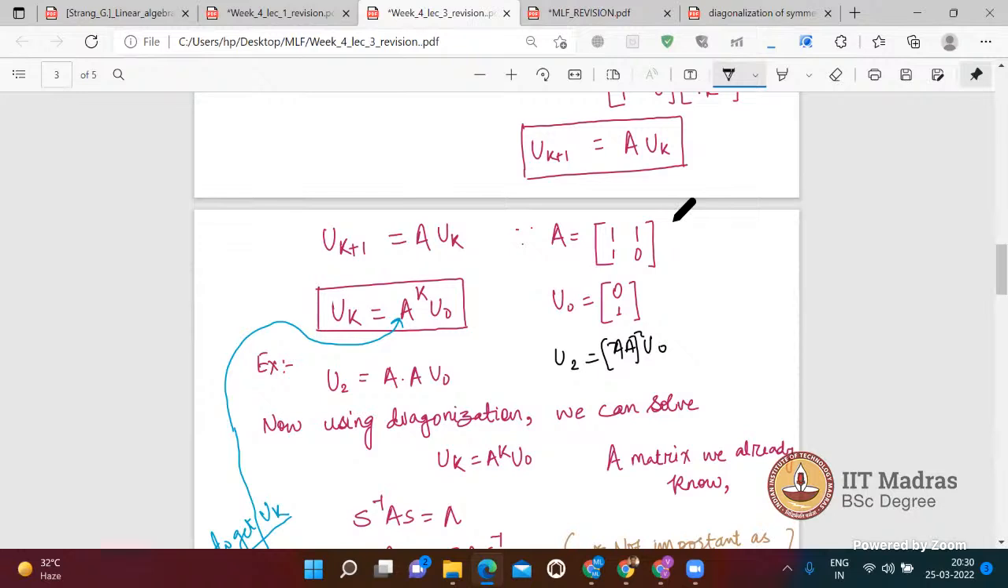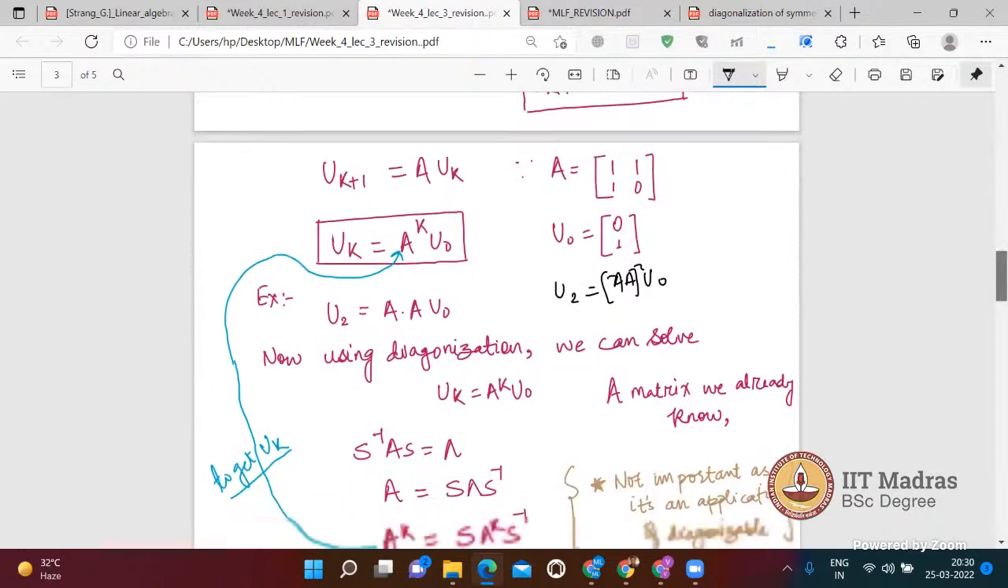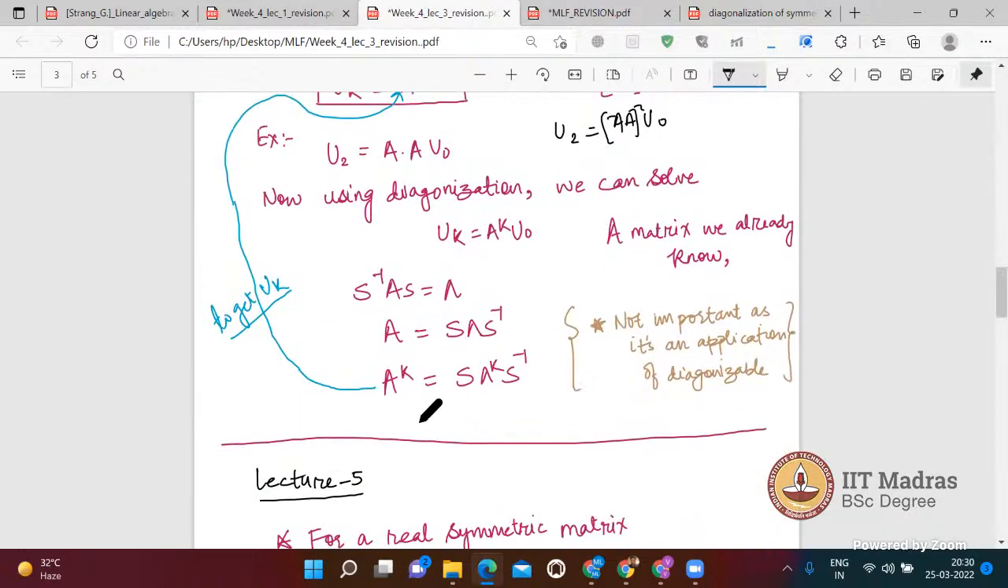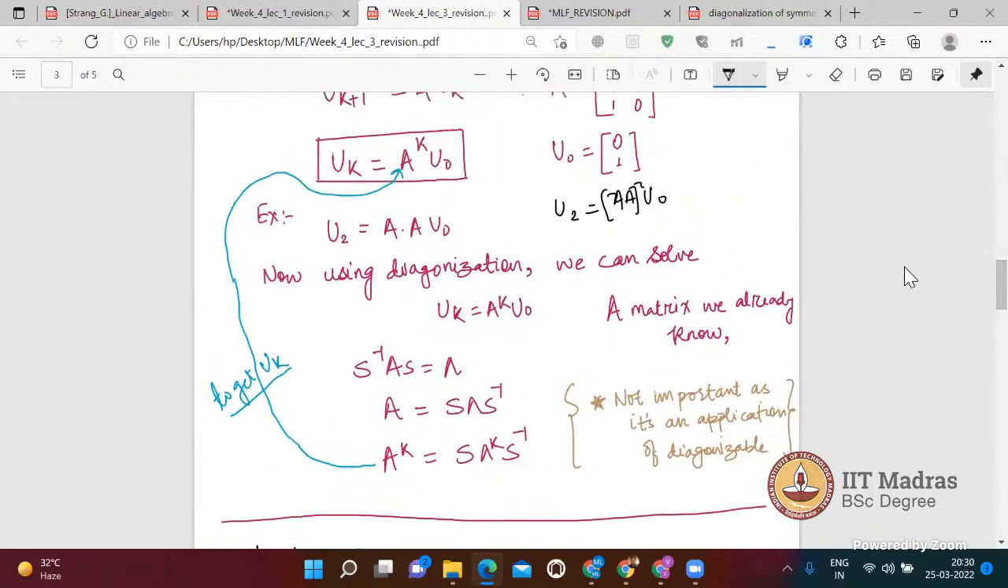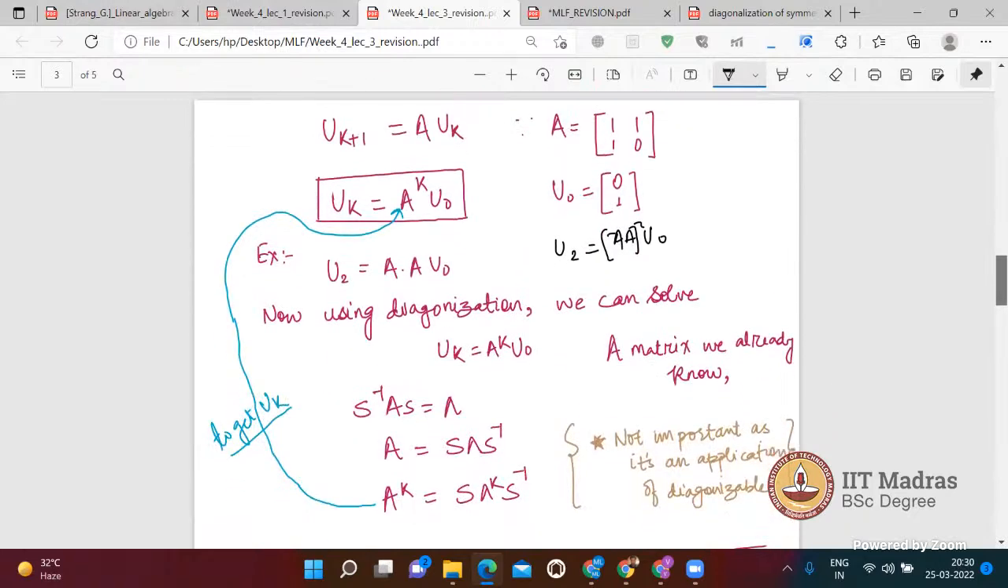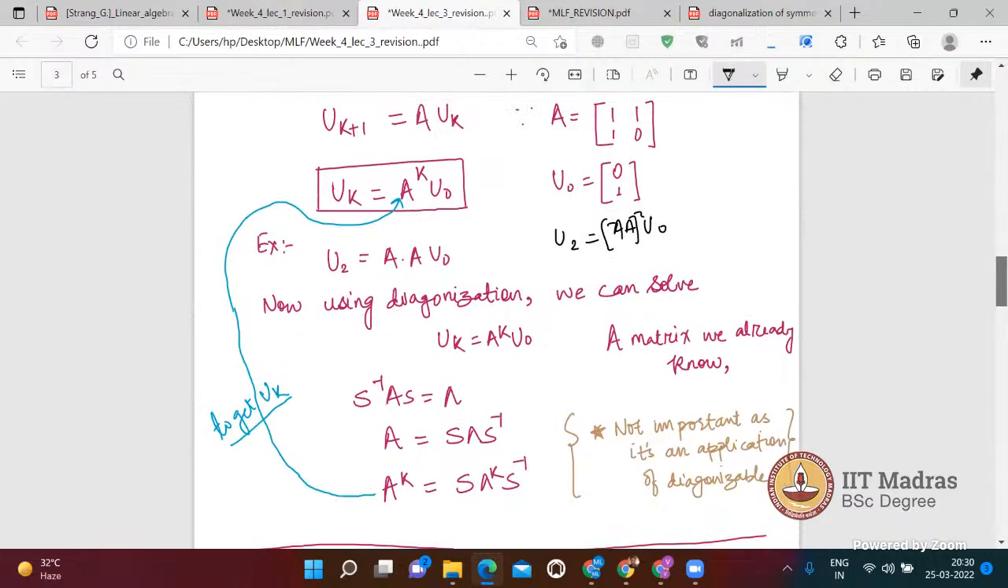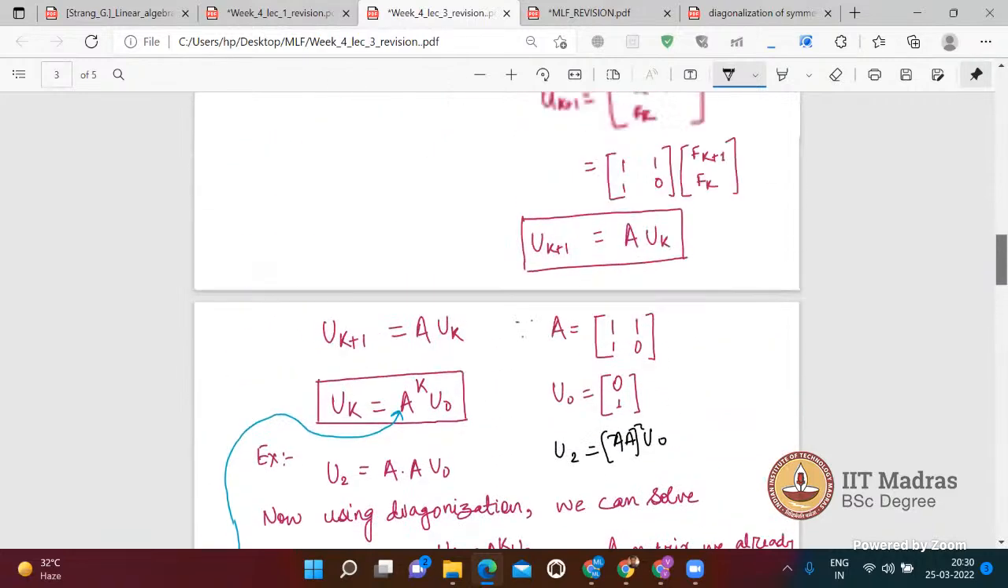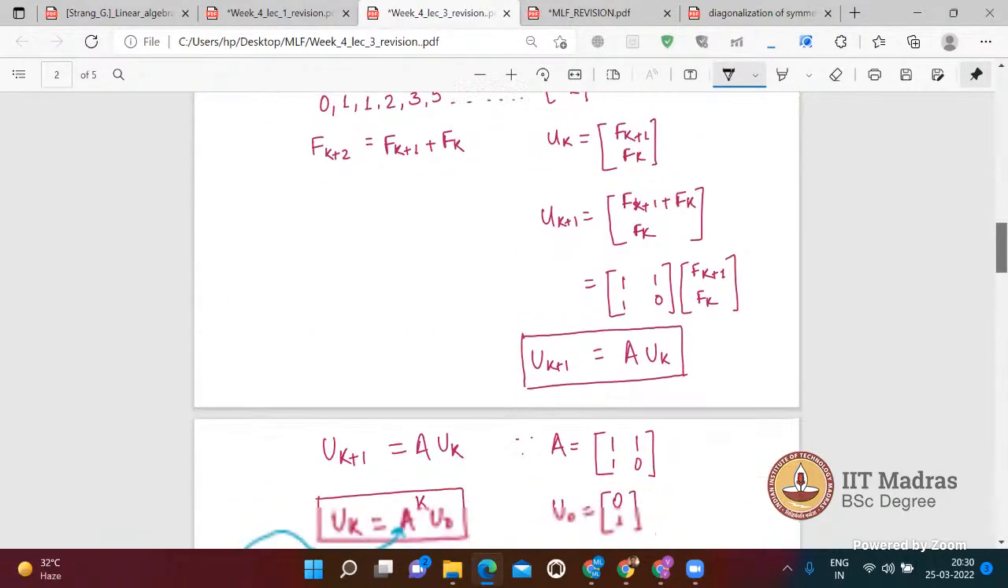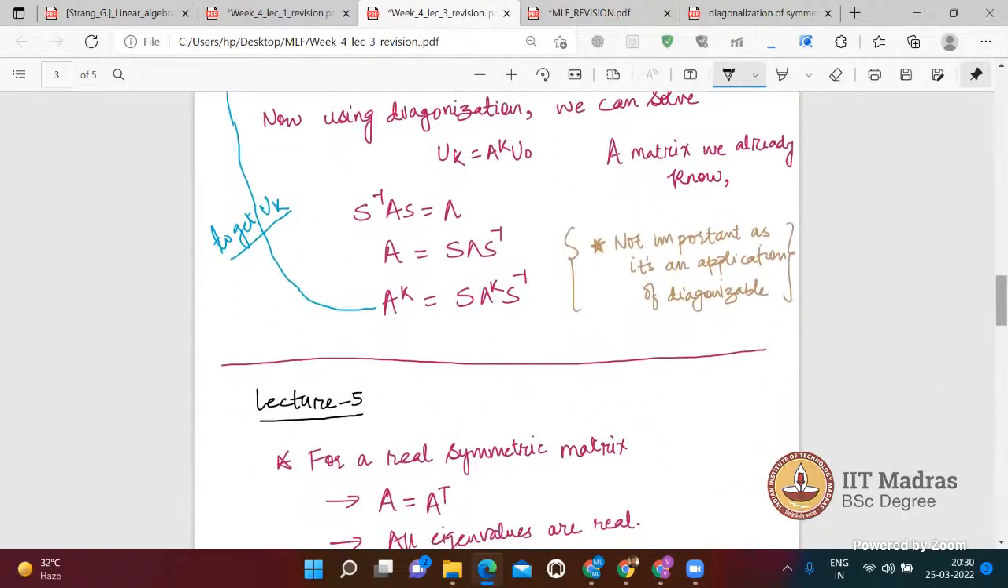So here the Fibonacci series is simply an application of the diagonalization that was talked about in the earlier lecture. With the help of diagonalization, you can get A to the K, and then you can put it here and get the kth term simply. So this is not important for the exam, but it's a simple application of the diagonalization.